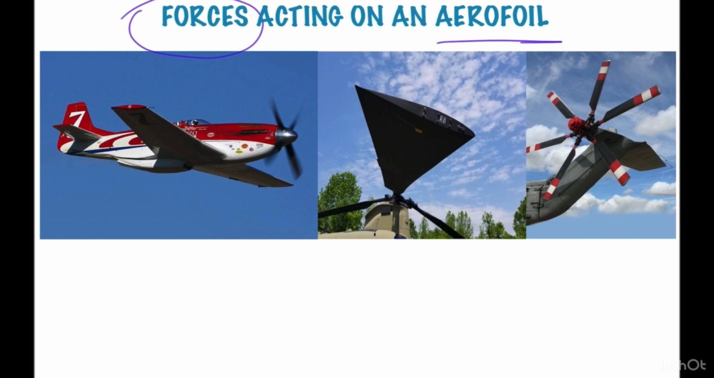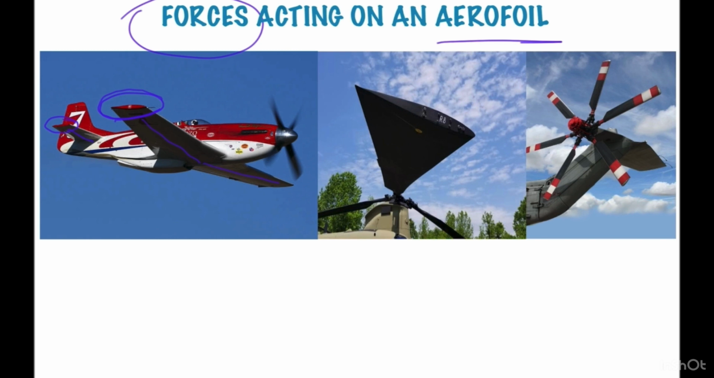So as you can see, there are three pictures. First is of a fixed wing aircraft, in which you can see this is the wing, which is the lift generating component of the aircraft, and also definitely the tail wing. The structure of the wing is an aerofoil, and similarly in the tail also.